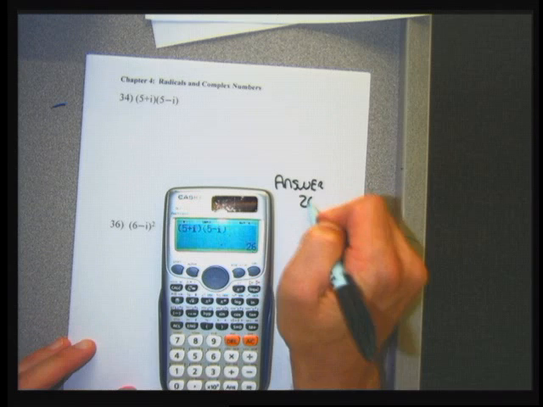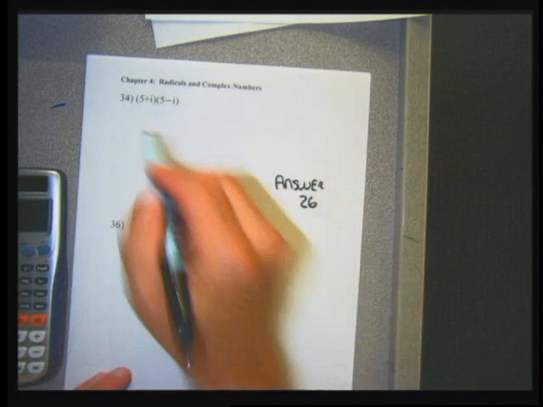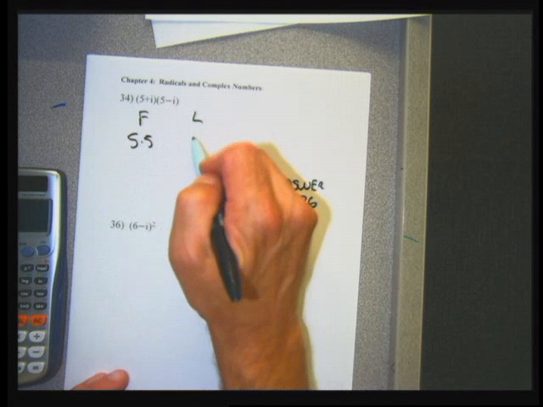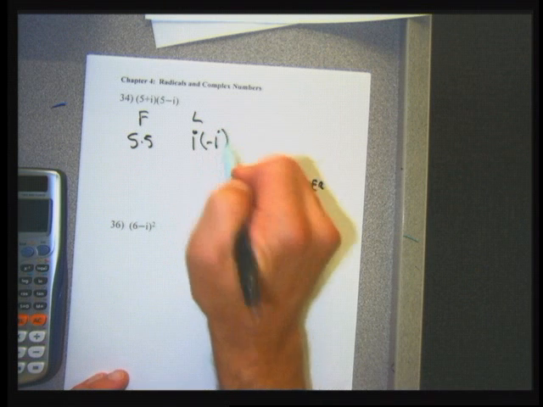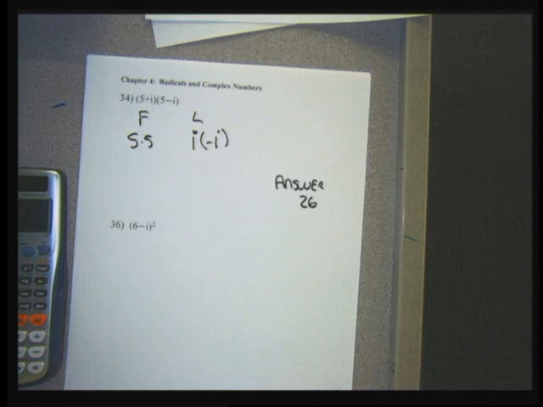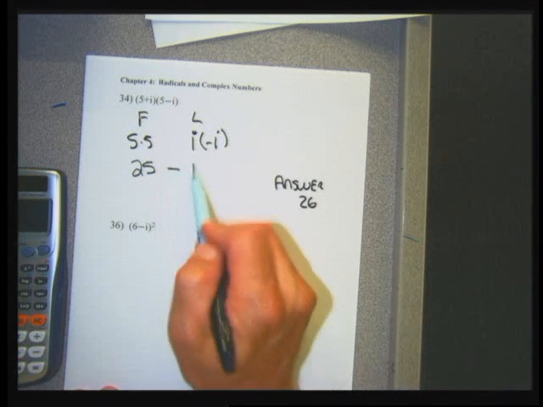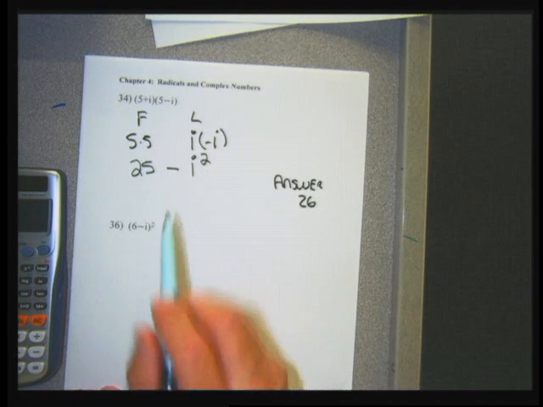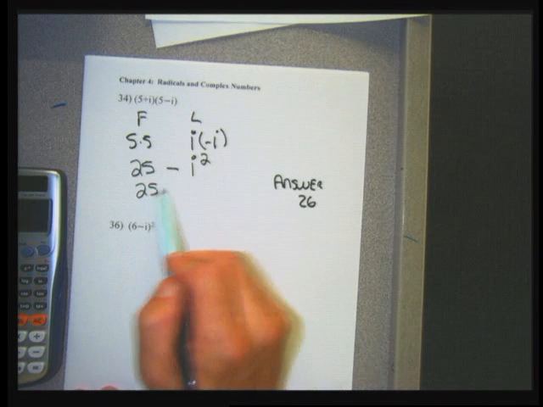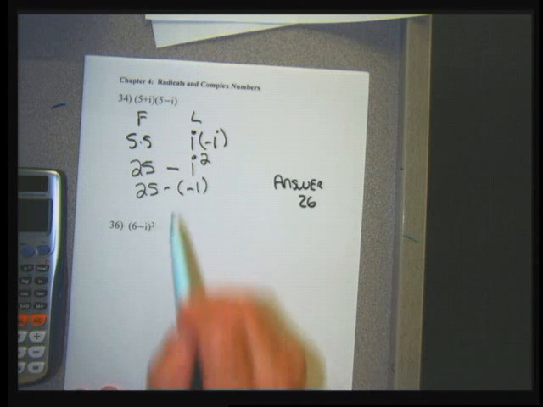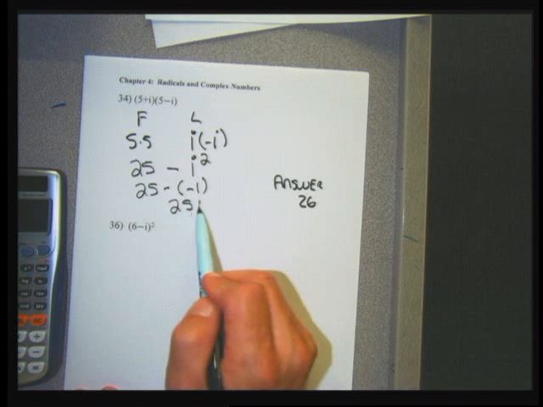So by hand, to be efficient, I should just do the firsts, 5 times 5, and the lasts, i times negative i. Because when you're multiplying conjugates, the same binomials in the parentheses with opposite signs, the outers and inners will cancel. The firsts comes out to 25. The last comes out to negative i squared. I'm going to change the minus i squared to minus negative 1. And that's going to give me a double negative, which I'll change to a positive.